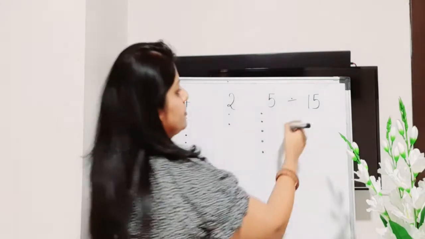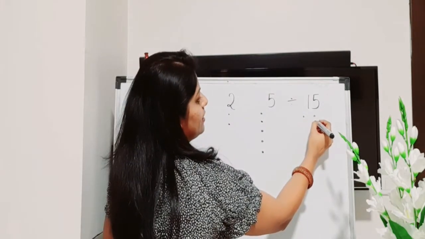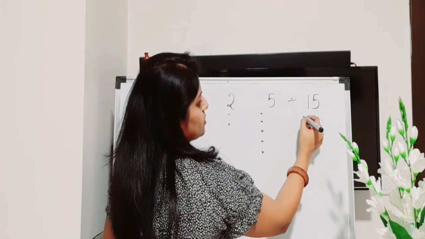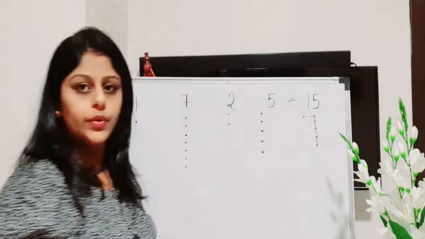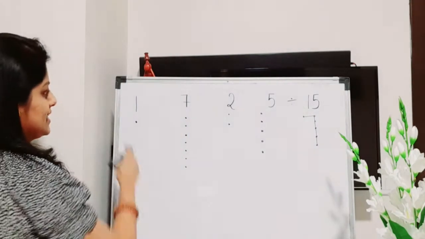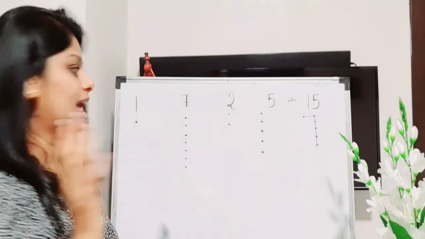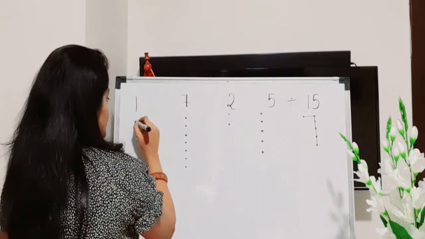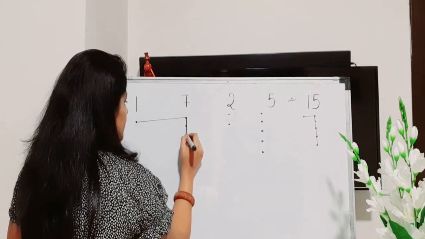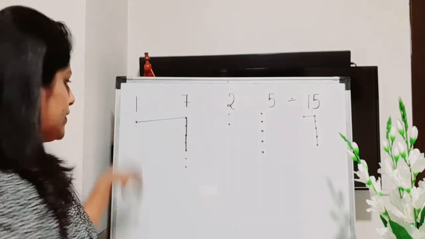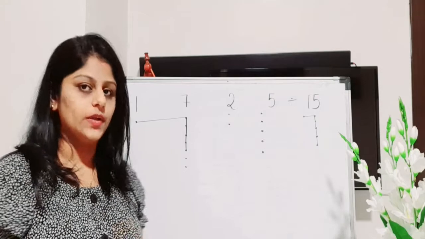How to group it? 15 means 1 in the first column and 5 in the next column. So this is how we will group the numbers. Let's check. Yes, in the first column we have 1 dot, and in the second column, yes, we have 5 dots: 1 from this, and 1, 2, 3, 4 and 5. So in the first column we have completed joining all the dots.